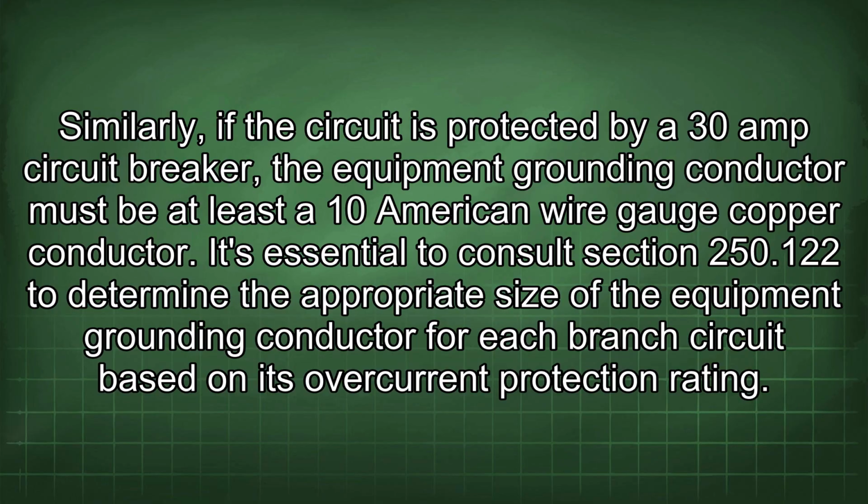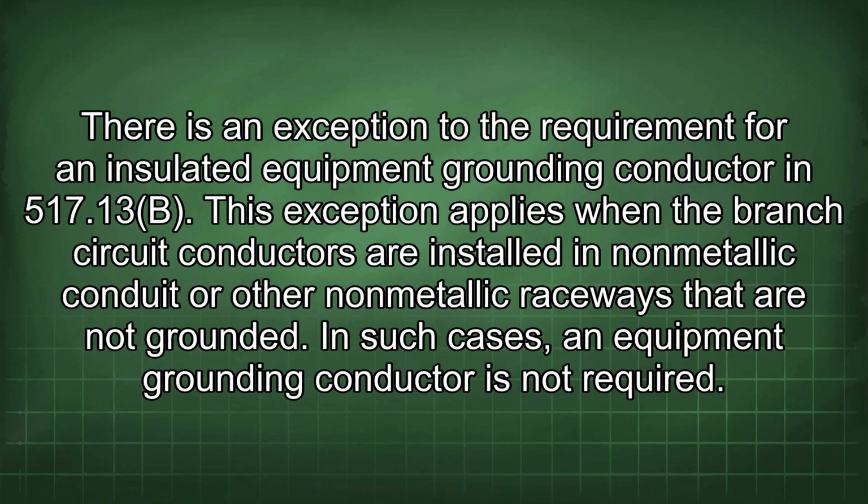It's essential to consult Section 250.122 to determine the appropriate size of the equipment grounding conductor for each branch circuit based on its overcurrent protection rating. There is an exception to the requirement for an insulated equipment grounding conductor in 517.13b. This exception applies when the branch circuit conductors are installed in non-metallic conduit or other non-metallic raceways that are not grounded. In such cases, an equipment grounding conductor is not required.